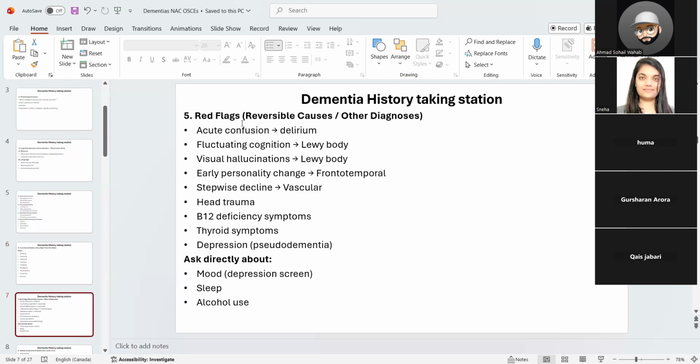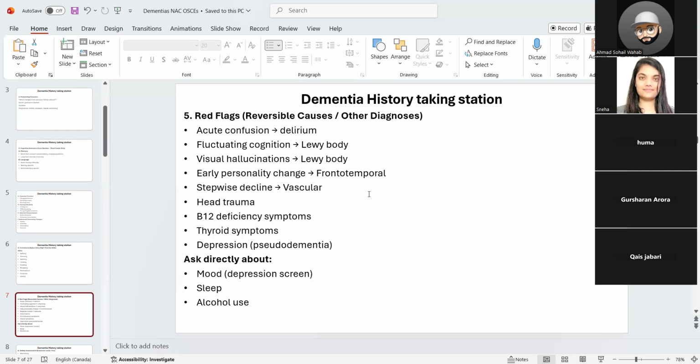Now, the fifth step would be to cover symptoms for reversible causes or other diagnoses. Are they acutely confused? If it is acute confusion, think delirium, not dementia. Dementia is very slow and progressive. Do they have fluctuation in their cognition and hallucinations? If they have cognitive issues, hallucinations, and they have Parkinson's features, think of Lewy body dementia.